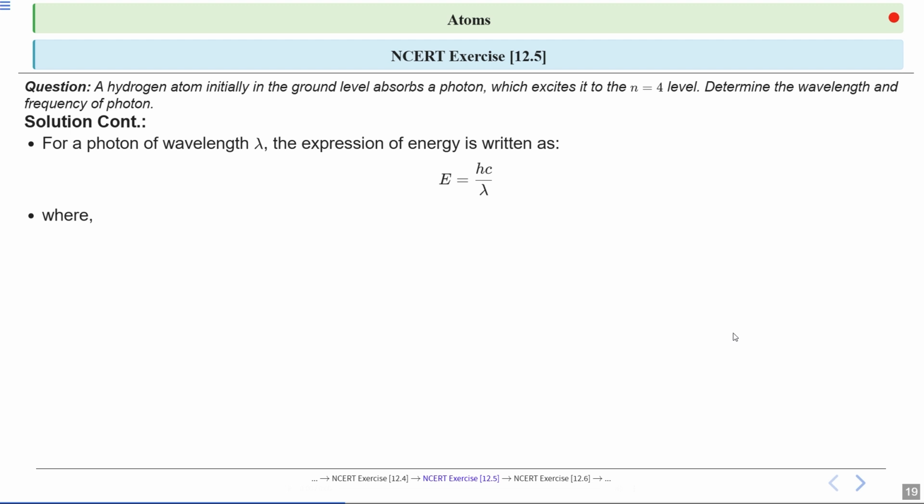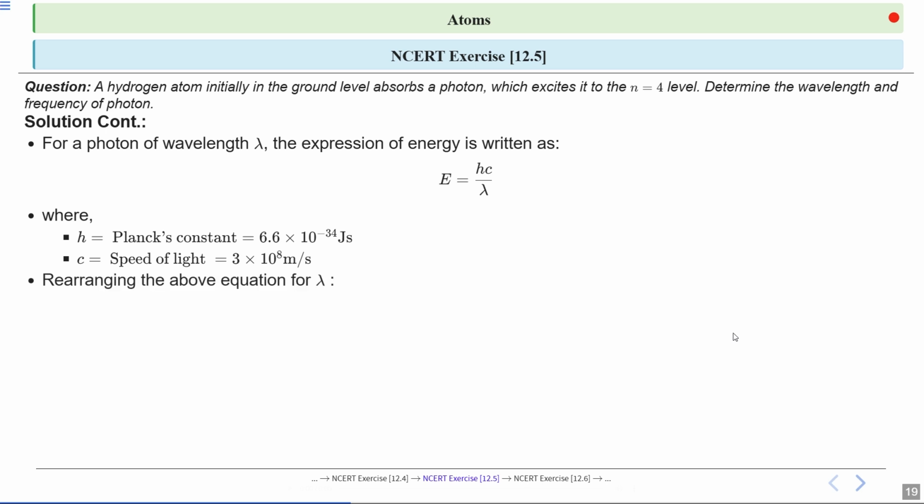Now let's break down what each symbol in the formula stands for. First, h stands for Planck's constant, which is a fundamental constant in physics. Its value is 6.6 times 10 to the power minus 34 joule seconds. Next, c is the speed of light in vacuum, which is 3 times 10 to the power 8 meter per second. This is a universal constant.